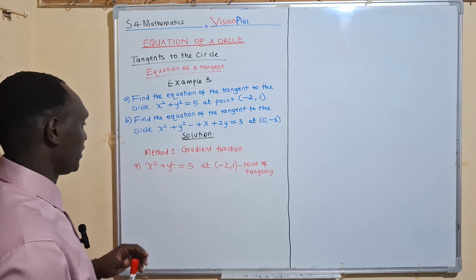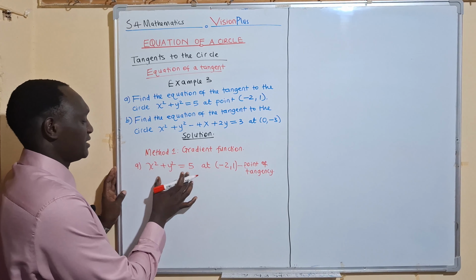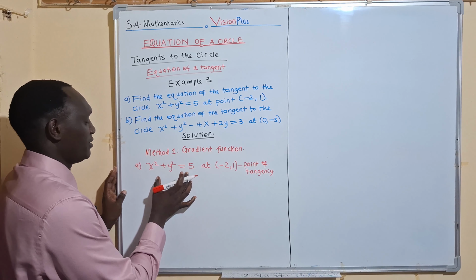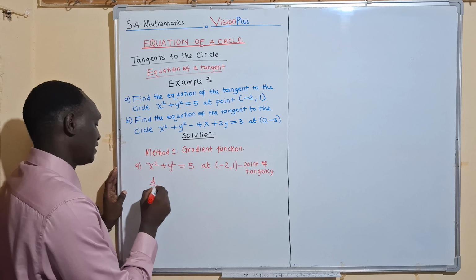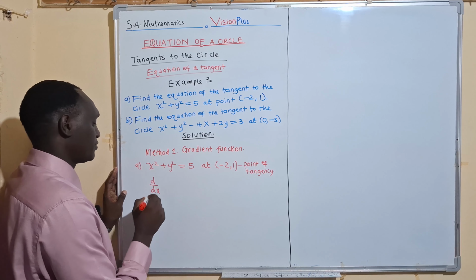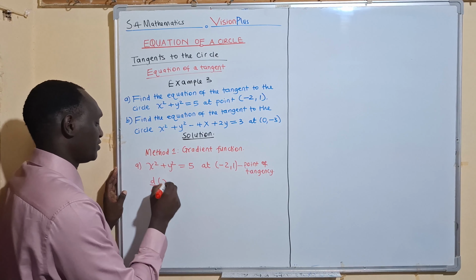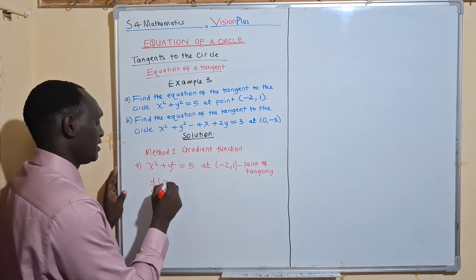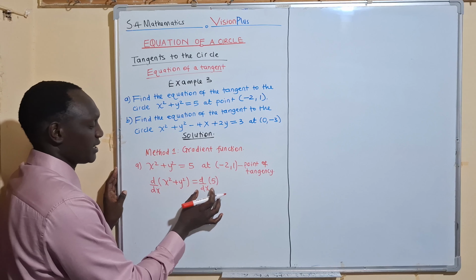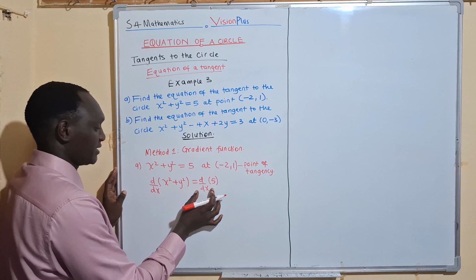So what do we do here? We come and differentiate the circle. So we're going to differentiate both sides. So d/dx of the function x squared plus y squared equals d/dx of 5. Differentiate the left hand side and also differentiate the right hand side with respect to x.